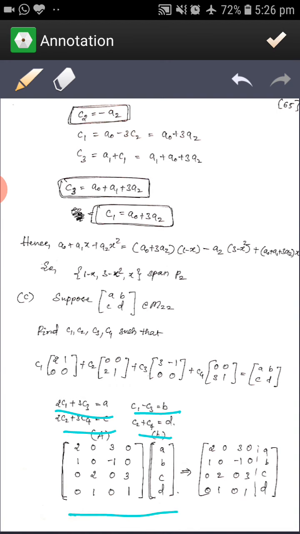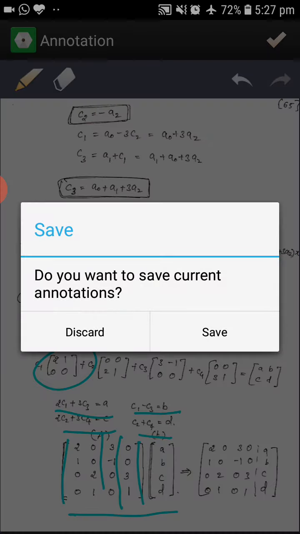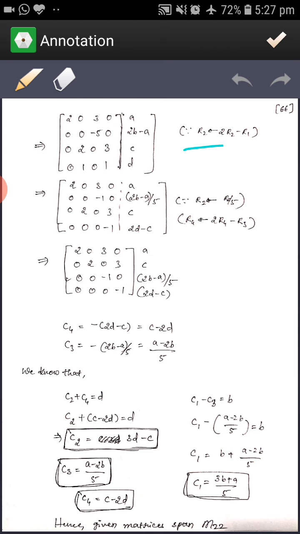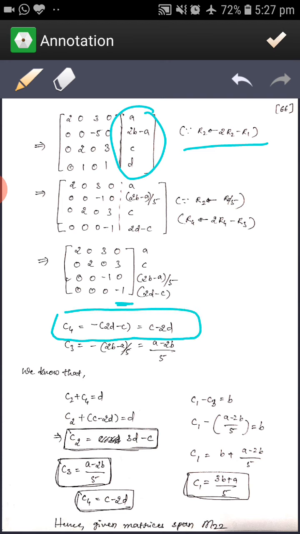Like we can see here, the first matrix is 2 1 0 0, the second one 0 0 2 1, the third matrix 3 1 0 0, and the fourth one 0 0 3 1. So each matrix is nothing but one column here. Then apply the row operations, which will apply to the unknowns a b c d also. Then we need to equate, because of the minus one, the last one, c4, directly we can take as c minus 2d.